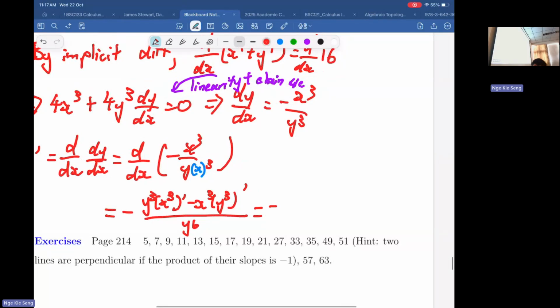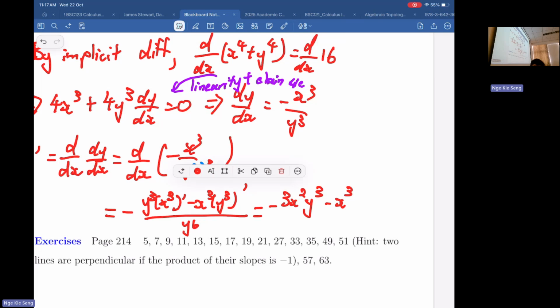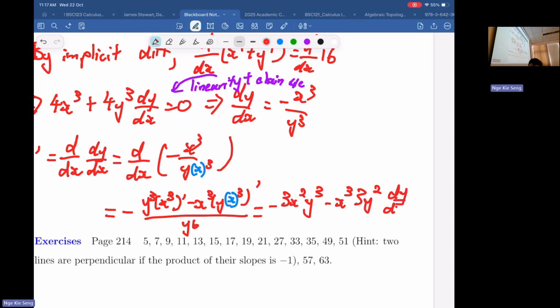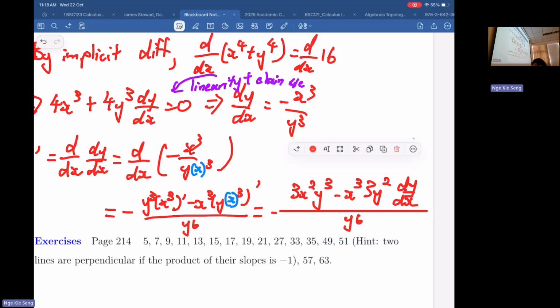So what do you get? Minus 3x squared y cubed, and then minus x cubed again times the derivative of y cubed. I remind you, this is the chain rule example we started in class just now. So you need to use the chain rule here: x cubed times 3y squared dy/dx over y to the 6. This minus here is outside, so be careful. Don't simply place the minus.